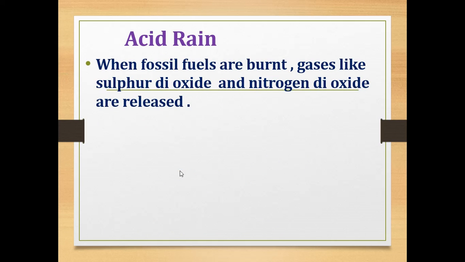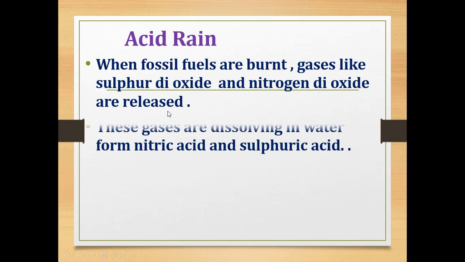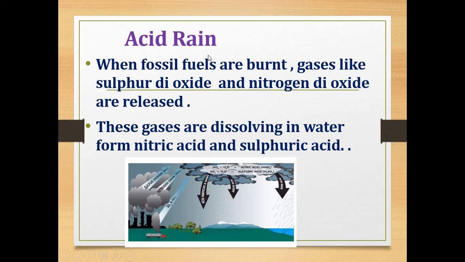Now, acid rain. When fossil fuels, for example coal, petroleum, etc., are burned, gases like sulfur dioxide and nitrogen dioxide are released into the environment. These gases dissolve in water and form nitric acid and sulfuric acid, which result in the formation of acid rain. So when fossil fuels are burned and gases like sulfur dioxide and nitrogen dioxide are released in the atmosphere, when they dissolve in rainwater, they form nitric acid and sulfuric acid, which makes the rain acid rain.